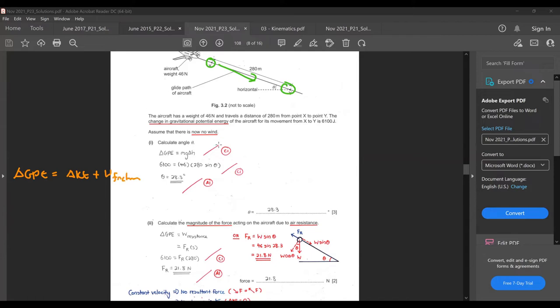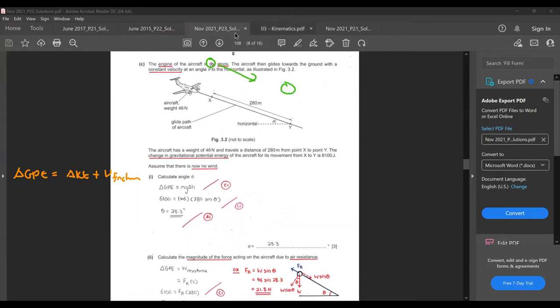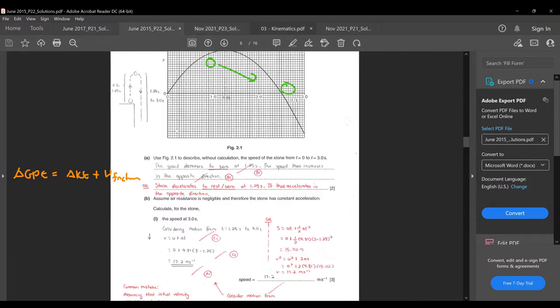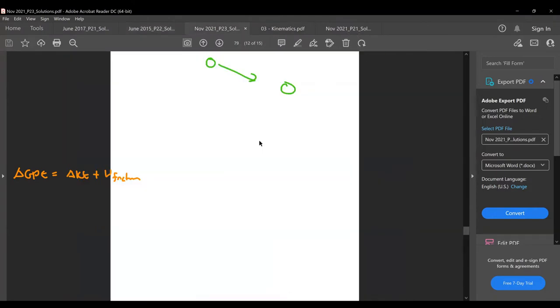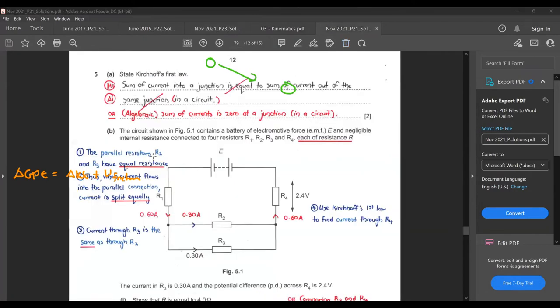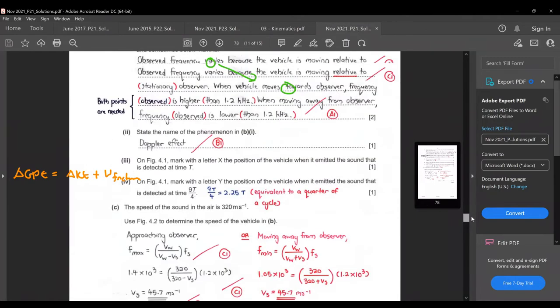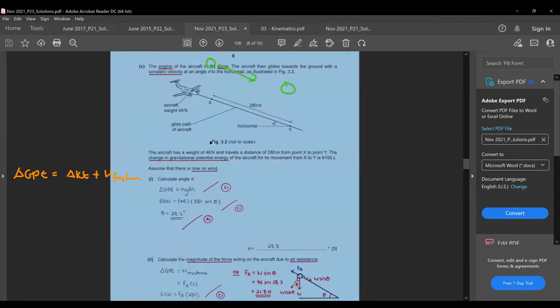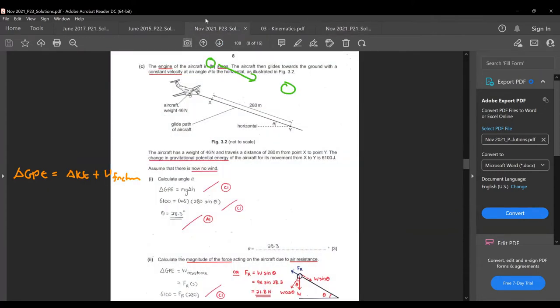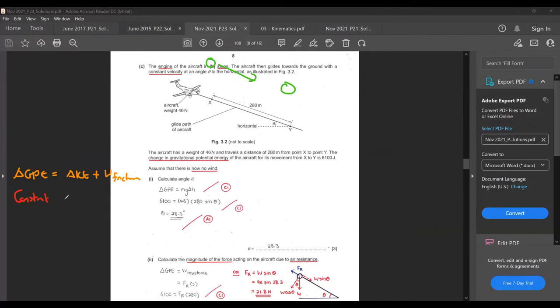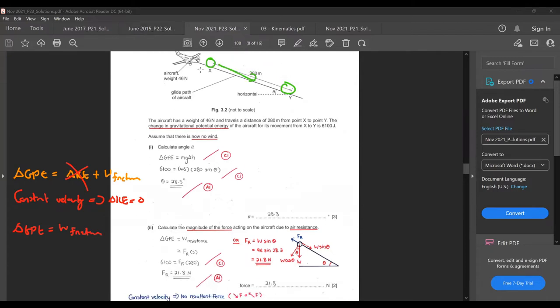But then the question mentioned one particular thing. Your aircraft was actually moving with constant velocity. Since you're moving with constant velocity, the change in KE is zero. So this one gets cancelled off. Your change in GPE is actually just the work done against friction. In my case, I say that your change in GPE is actually the work done against air resistance.